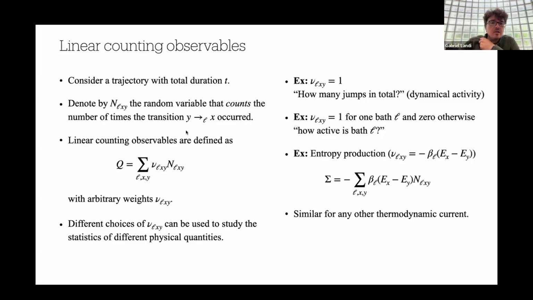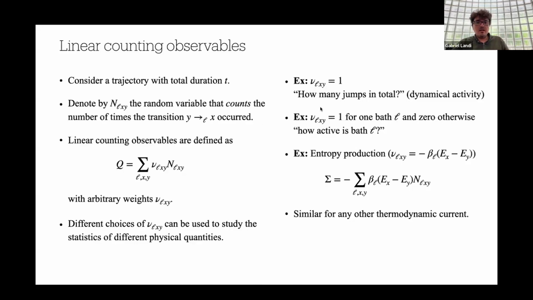in this interval t. And now from this, we define a linear counting observable to be any linear combination of these counting variables. So we take any linear mixture of these n's with weights nu. These nu Lxy are arbitrary weights that you can put in that will define your linear counting observable. And the physics comes in the different choices of nu. This is super interesting and super powerful because now you can ask many interesting and important questions about your process. So for example, if you put nu to be exactly 1 for every possible transition, this is the dynamical activity. Your counting observable is just counting, during that duration t, how many jumps happened.